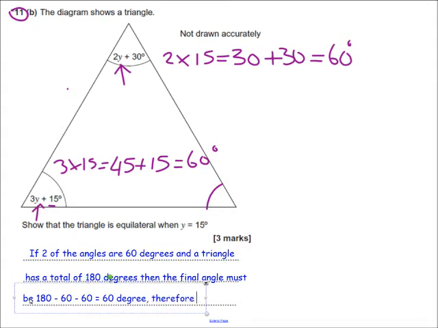Therefore, it is an equilateral triangle. Something along those lines.